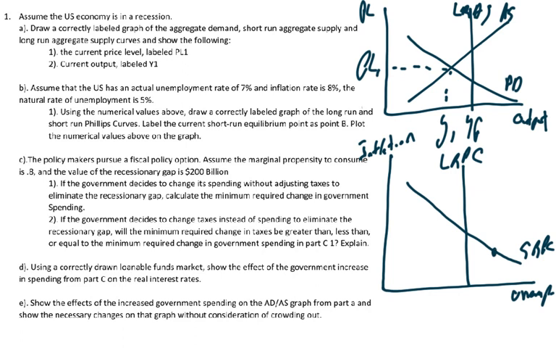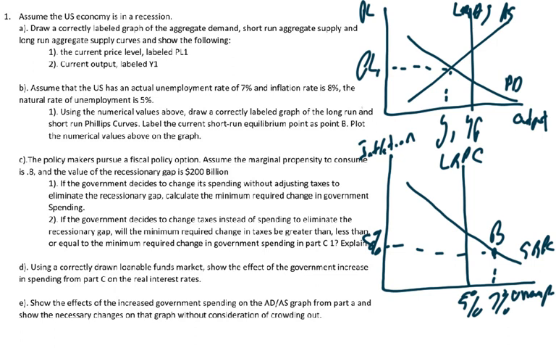Right, we're supposed to label this point as B, and the unemployment rate right now is currently at 7%. The inflation rate is at 8%, and the natural rate of unemployment is 5%. All done neatly on the graph. Remember, they give you numbers, use those numbers because that's what they're giving them to you for.